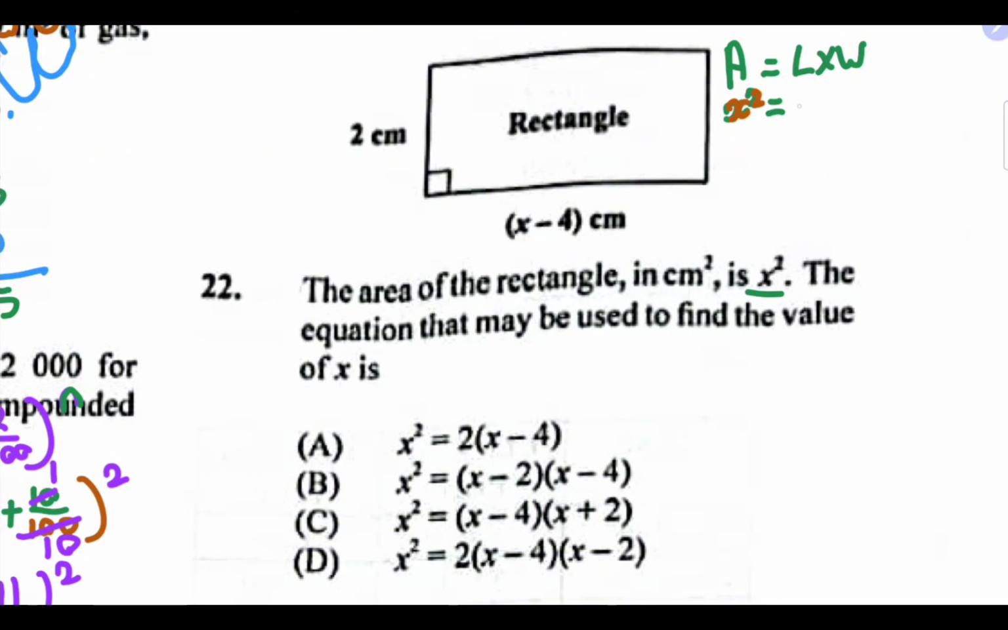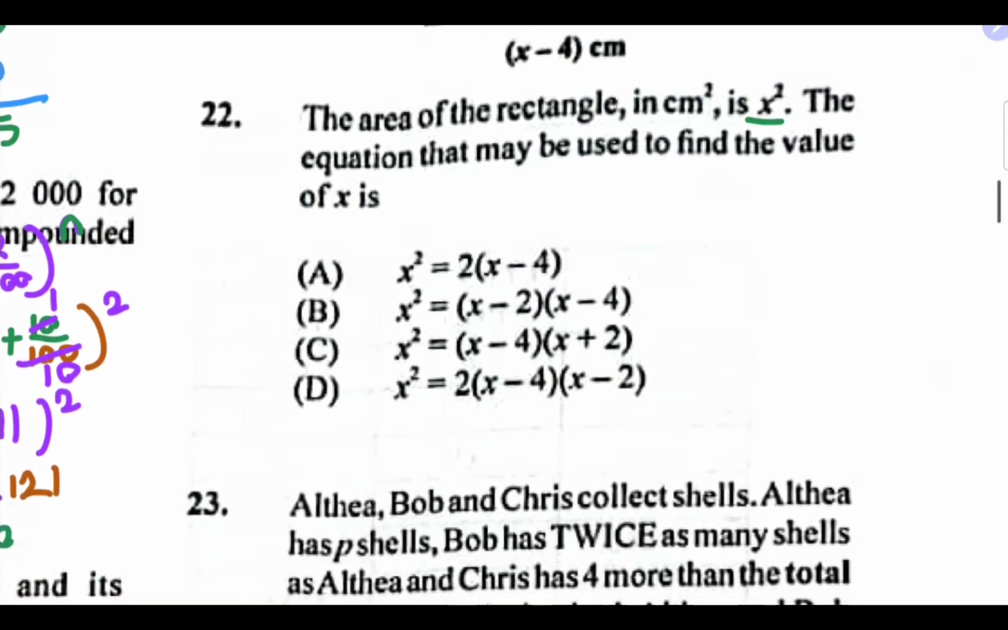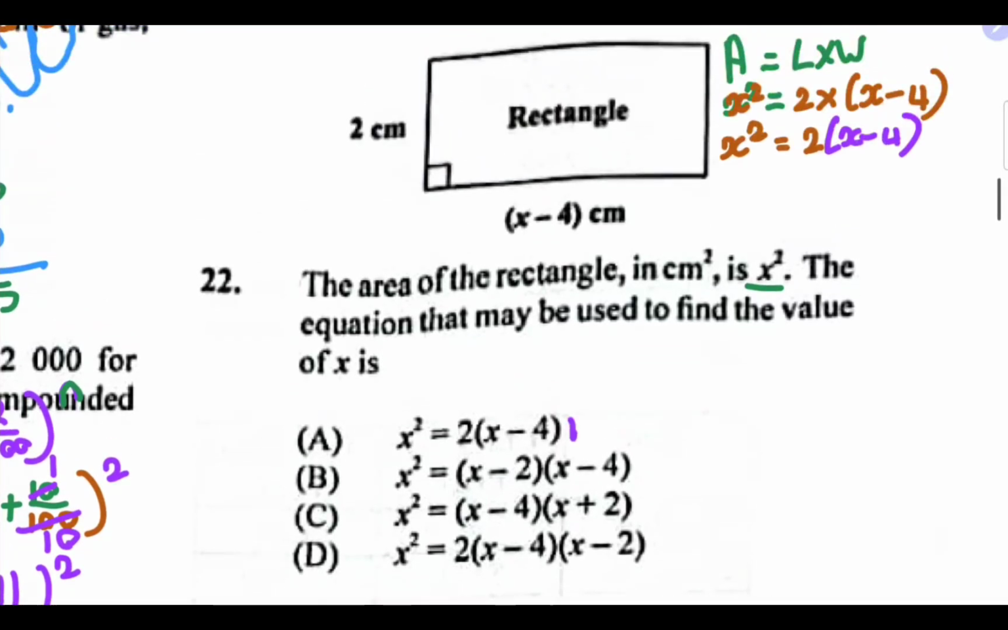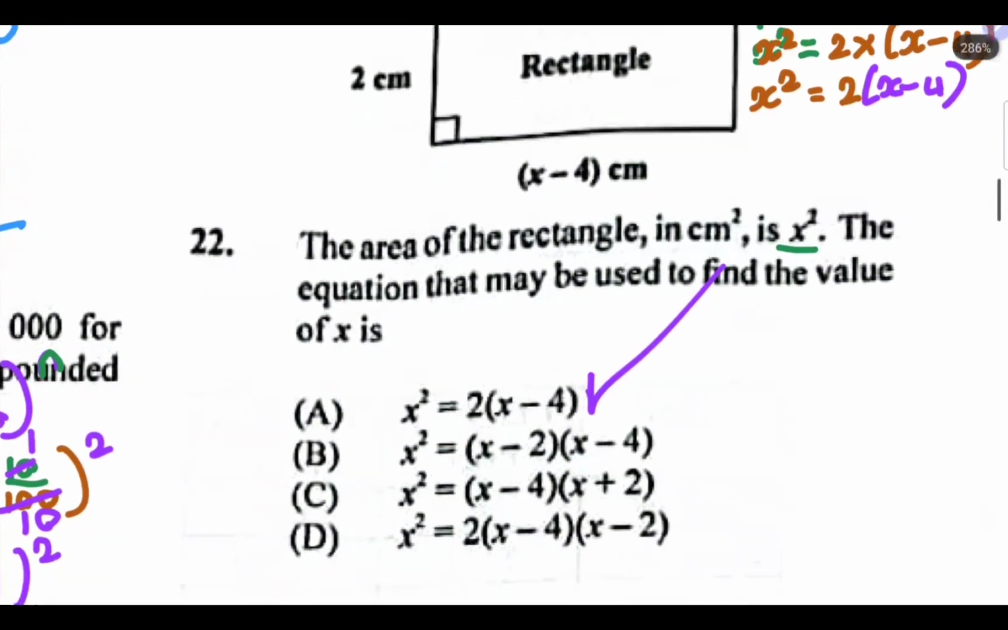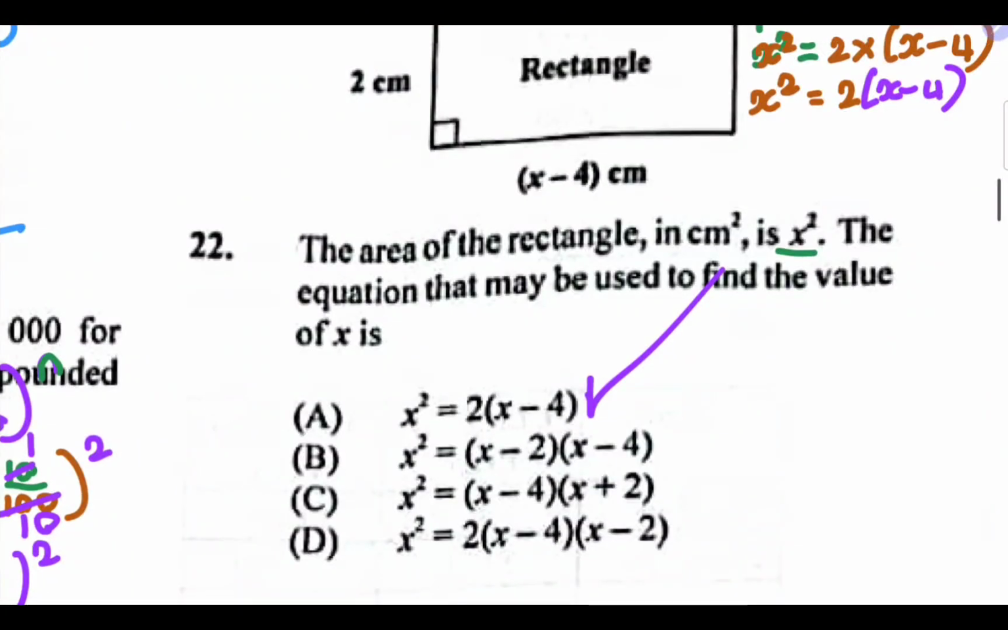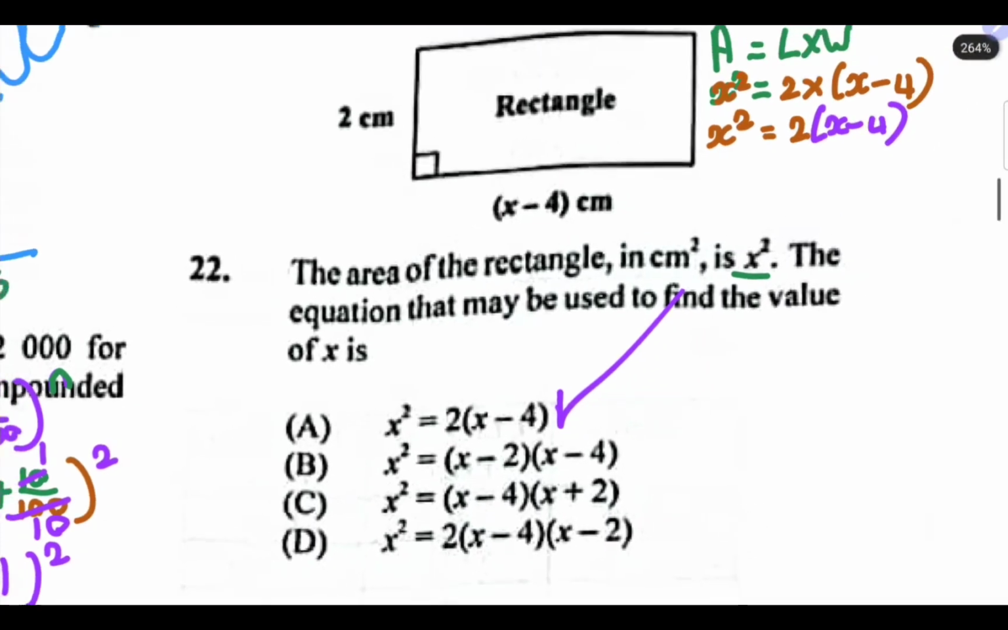The length is 2 multiplied by the width, which is x minus 4. So we can write this as x squared is equal to 2, open bracket, x minus 4. So that would be item A. So 22 is option A. If they had given us an option we were able to square root, then we'd get the closest figure to x, but they did not. So this would be our answer.